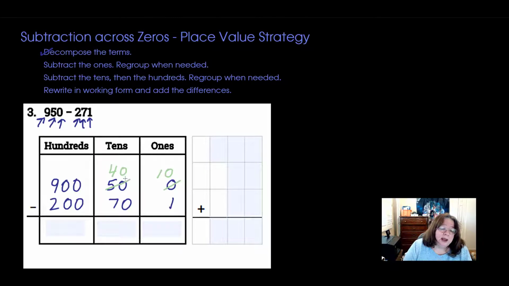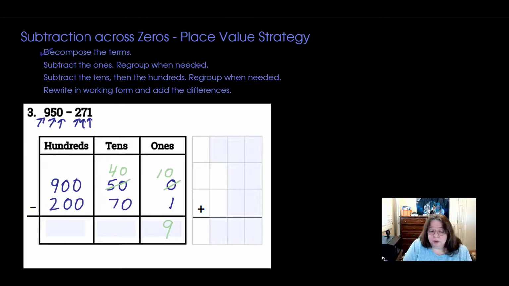It's like going to the bank and exchanging a $10 bill for 10 ones, or a dime for 10 pennies. We still have the same amount. We still have 900 plus 40 plus 10, which is 950. So now we can subtract the ones. We did need to regroup. So 10, take away 1, is 9. Now we have 40, take away 70.